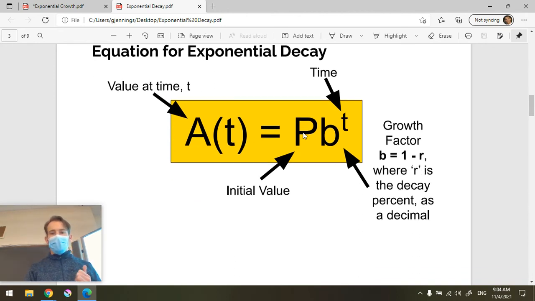So here it's the same formula, the same place. We have initial value. We have a b value here, which is our growth factor. This time the growth factor is going to be less than 1, but bigger than 0. And then time is t.